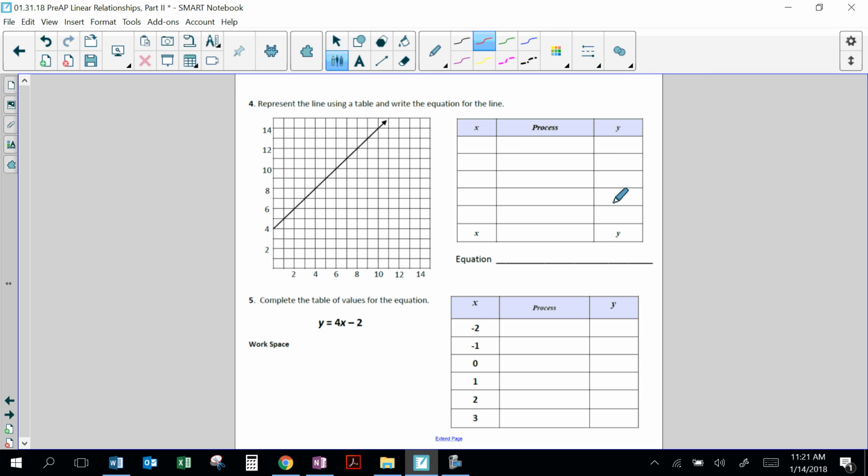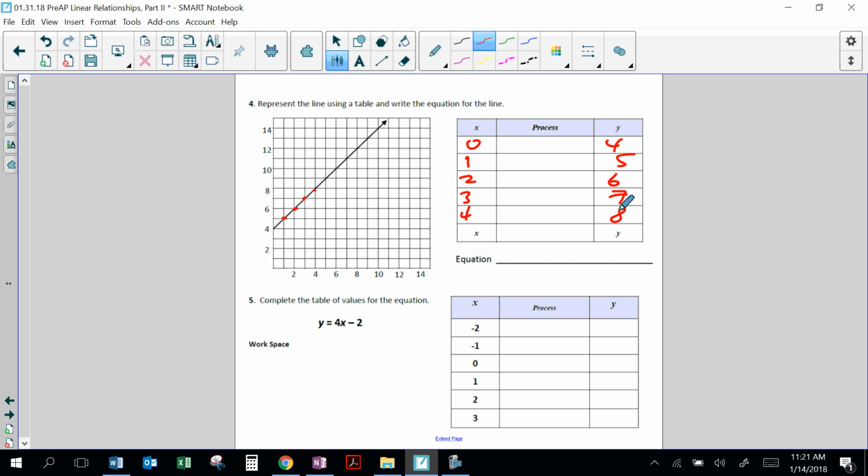Now you're given the graph. Can you make a table from it? And then make an equation. Well, let's see. From here, it seems 0 to 4, 1 to 5, 2 to 6, 3 to 7, and 4 to 8.